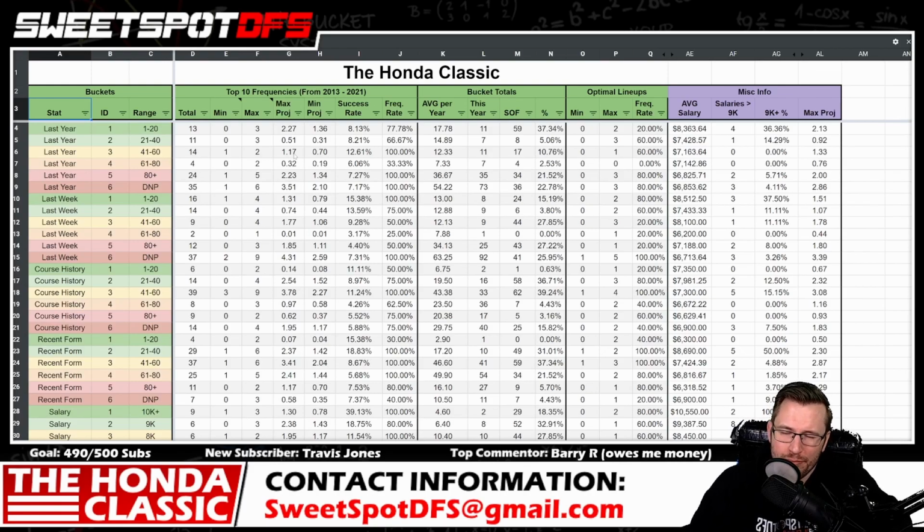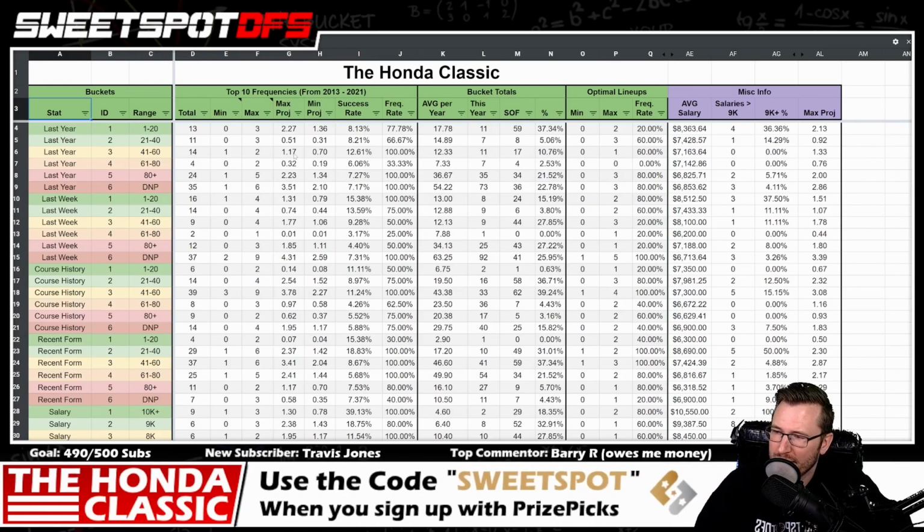So we shall see what I want to do. I'm still probably going to play Sung Jae in about 20-25% of my lineups. Same goes with Shane Lowry. And then with the remaining 50%, probably just starting in the 9K range. And you know me, I usually like to start 10Ks. So it's going to be an interesting week.